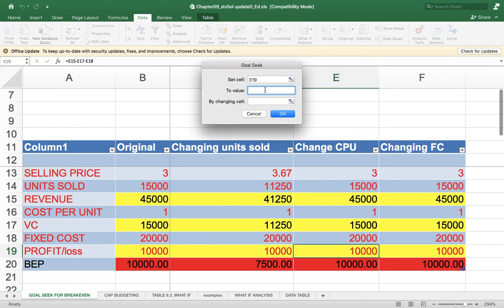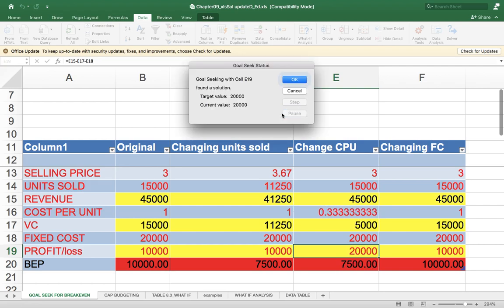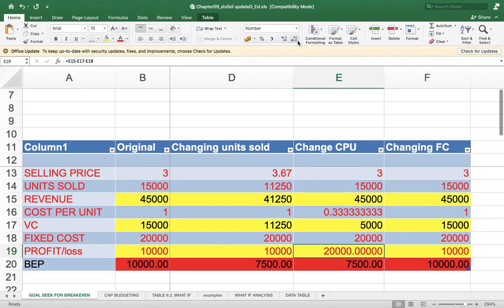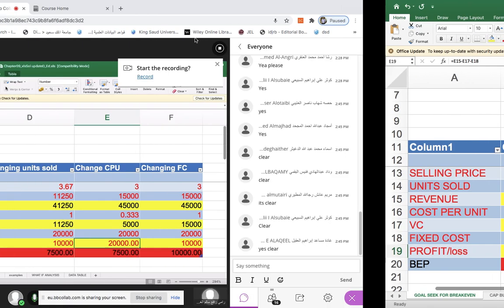What I will do now, I will make the profit, for example, 20,000. It is there 10,000. I want to make it 20,000 by changing the variable cost. If the variable cost becomes 33 halala instead of 1 riyal, then my profit will be doubled. This is the way we make the analysis.